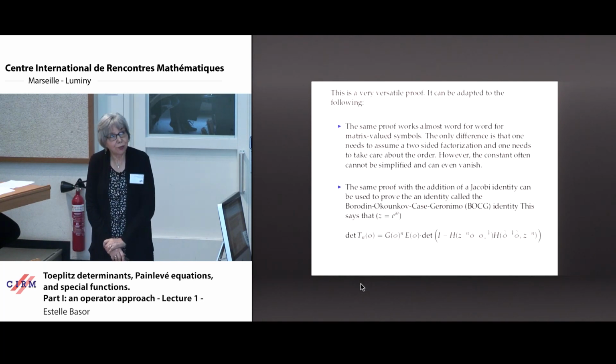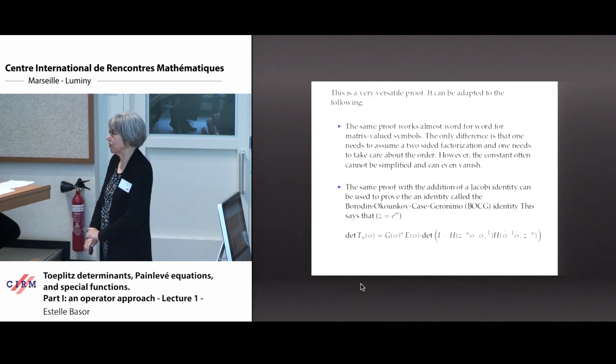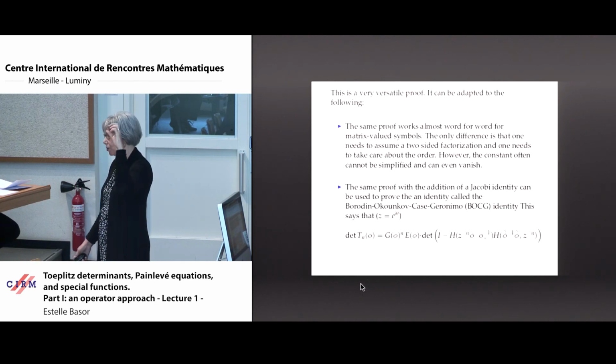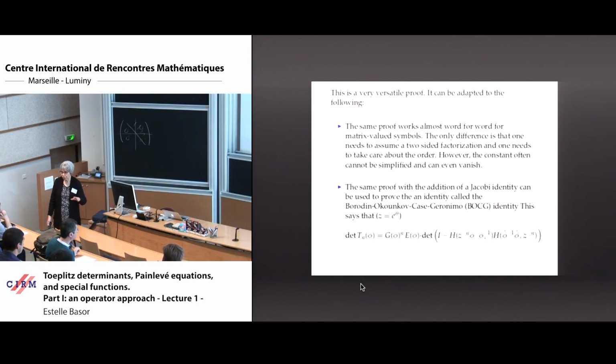The same proof works almost word for word for matrix valued symbols. I haven't talked about matrix valued symbols at all here, but instead of constants running down diagonals, you can have a matrix valued symbol so that the things on the diagonals are actually matrices themselves. So you're actually getting periodic diagonals. The same proof works, except that you have to have a two-sided factorization. I mean, you have to be careful about order. So it's a little bit different.